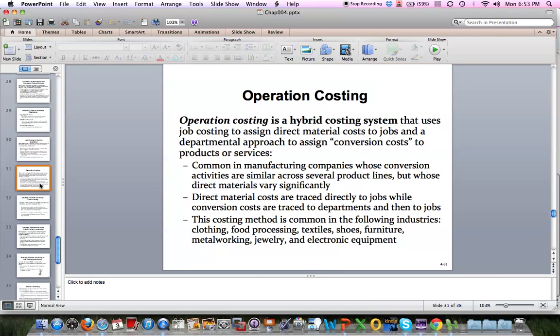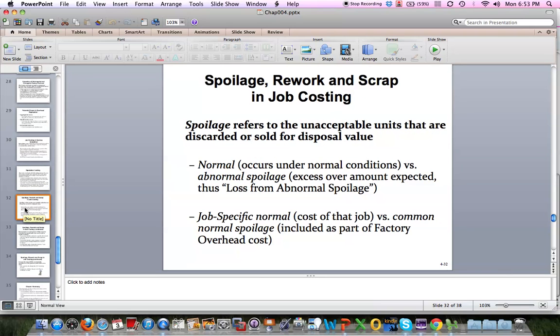And that's where we're going to end it. I'm not going to cover operation costing with you. I'm not even going to worry about that. We don't have any homework assignments that cover it either. And same with spoilage, rework, or scrap. I'm not going to worry about those for now. So that'll do it. Hope it made sense.